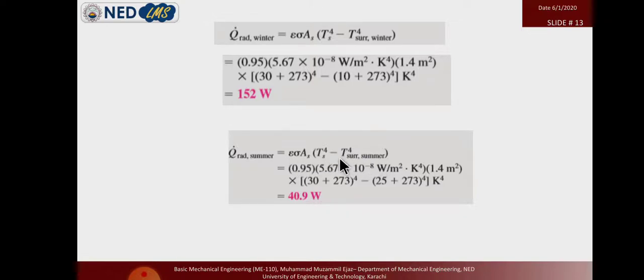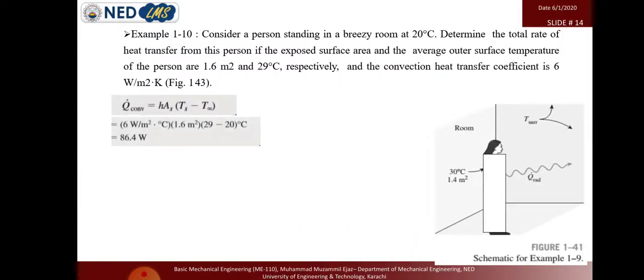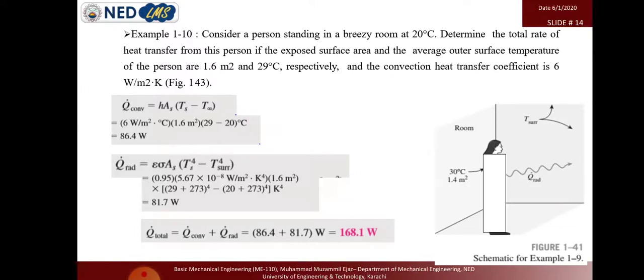We apply the same formula but change the surrounding wall temperature from 10 to 25. We get the value of 40.9 watts. So that's why in winter, even if the room temperature is kept constant as compared to the summer, you don't feel very comfortable. You feel a chilly effect, because your body is radiating more energy towards the surrounding walls as compared to the summer. Okay, now let's solve another numerical.